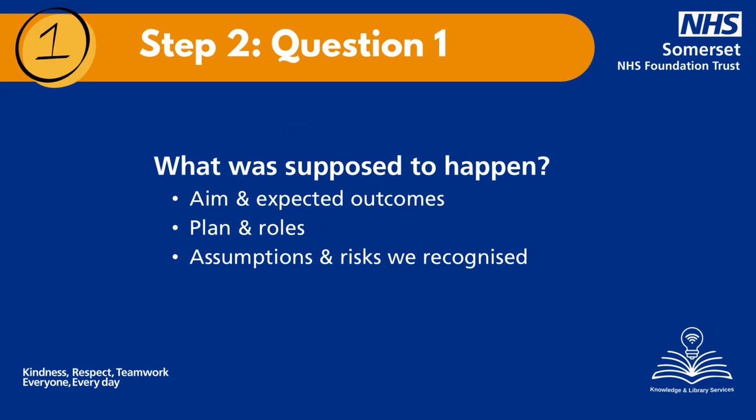Begin with what you set out to achieve with question 1, what was supposed to happen? Restate the aim, the expected outcomes, the plan, and who was involved. Note any assumptions that you made and the risks that you anticipated. This anchors the review in the original intent and provides a reference point for comparing the results.